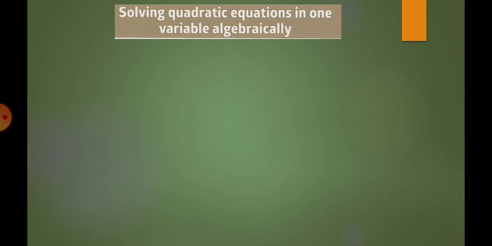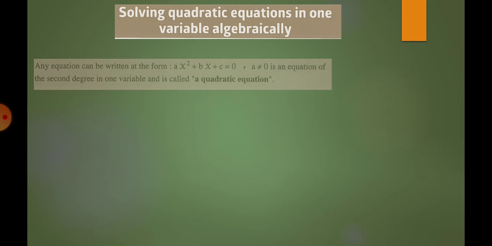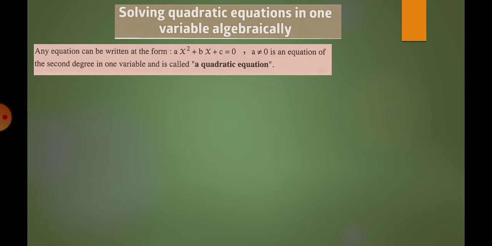What does it mean? Quadratic equation means an equation of the second degree. The form of the quadratic equation: ax^2 + bx + c = 0. This form is called a quadratic equation, such that a doesn't equal 0.